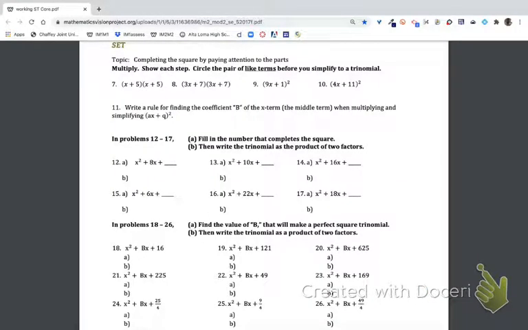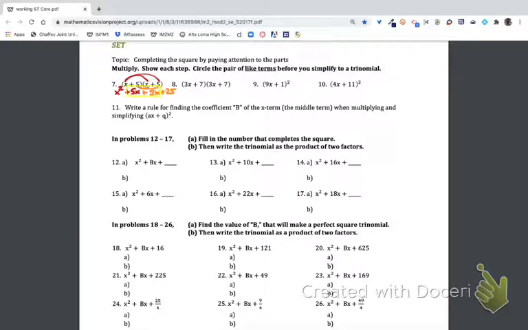All right, for number 7, 8, 9, and 10, you have yourself a nice little setup going. So first, it wants you to multiply. Then, circle the like terms, then simplify to a trinomial. Remember, a trinomial has 3 terms. So first things first, we need to multiply. So I'll take x times x is x squared, x times 5 is 5x, and then the other part is positive 5, distributing it in, so plus 5x and plus or positive 25.